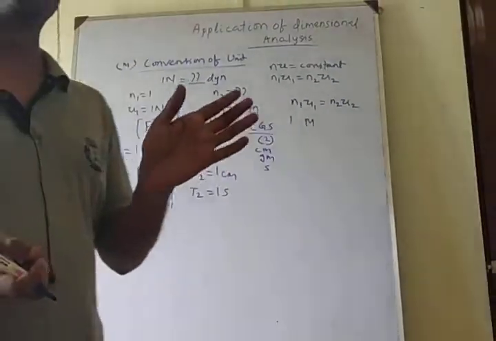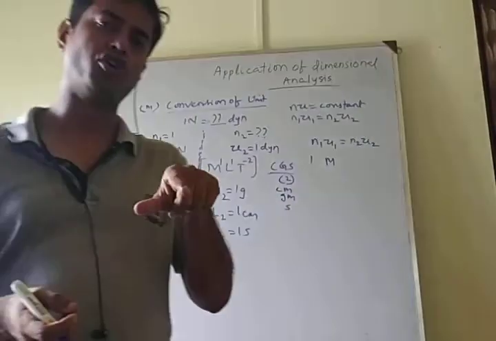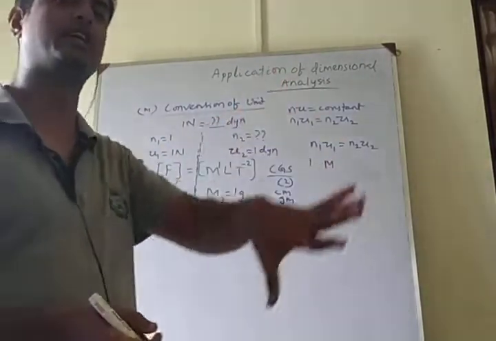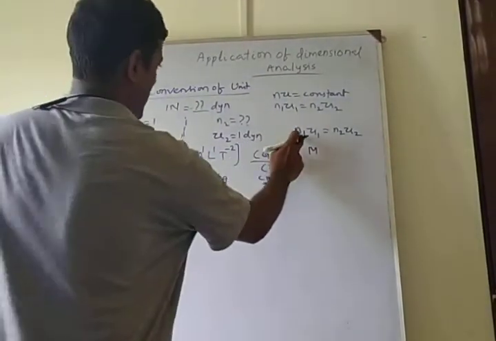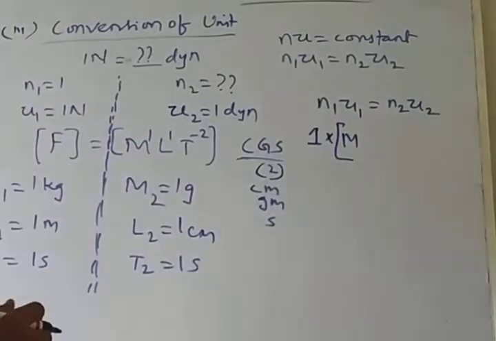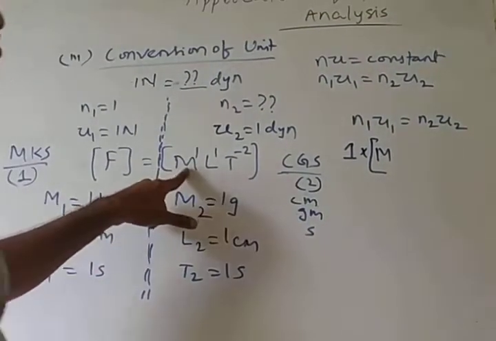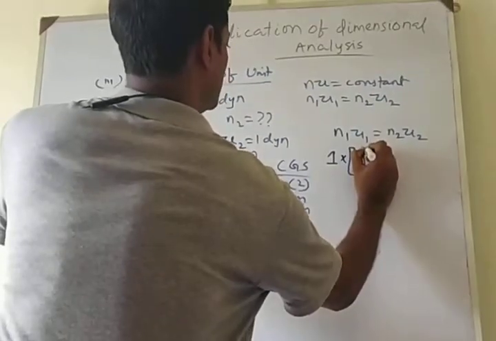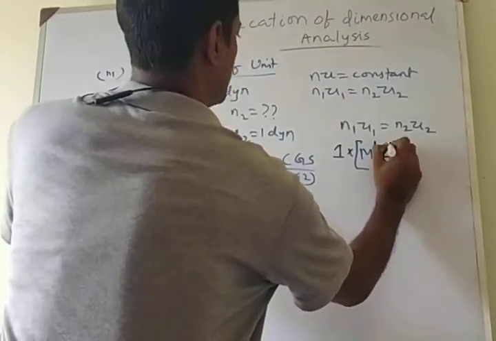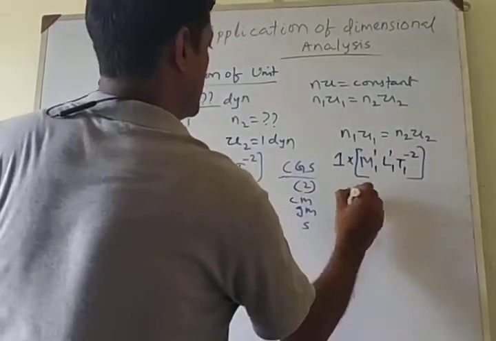Okay, 1 Newton is not exactly equal to 1 dyne, but dimensionally they are same. Because 1 Newton contains mass, length, time in dimensional formula. 1 dyne also contains mass, length and time in dimensional formula. So since this is first system, the value is 1 here into, I am writing the dimensional formula, first system. The dimensional formula of force is M1 L1 T minus 2. So for the first system, M1 to the power 1, L1 to the power 1, T1 to the power minus 2. This is the first system, is equal to N2.